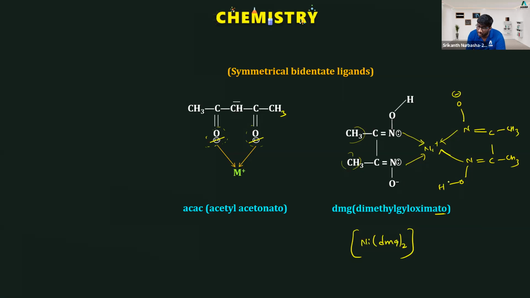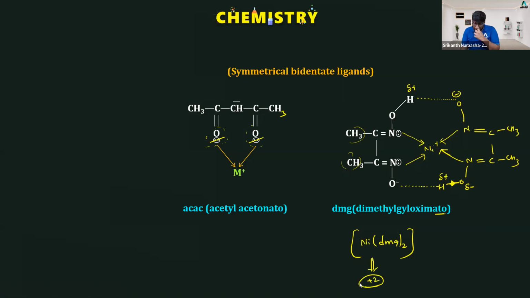So the partial positively charged hydrogen. Why is this hydrogen partial positively charged? Because the OH electron density is moving towards oxygen, generating partial negative charge on oxygen. So the partial positively charged hydrogen attracts the negatively charged oxygen, leading to the formation of intramolecular hydrogen bonding. Same happens here. So this is how you can understand the complex Ni(DMG) taken twice. In this complex, nickel is in which state? +2 state.